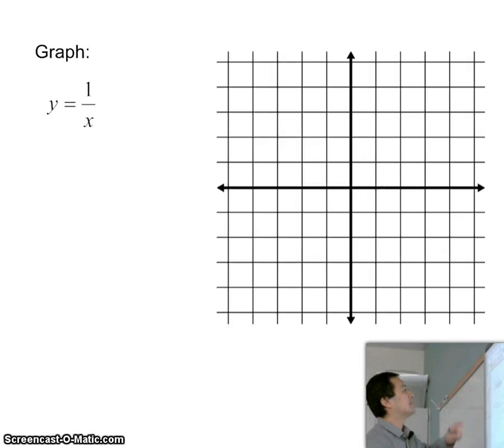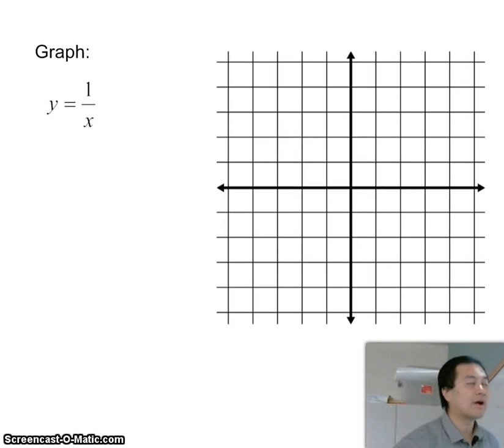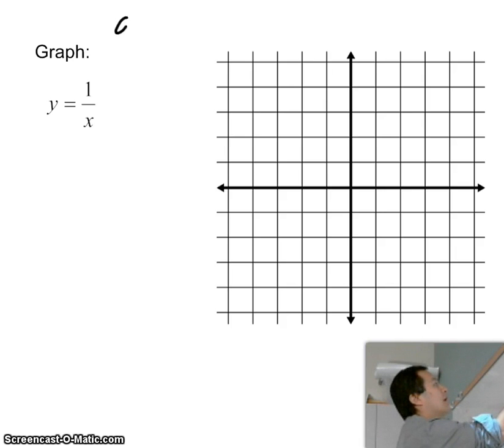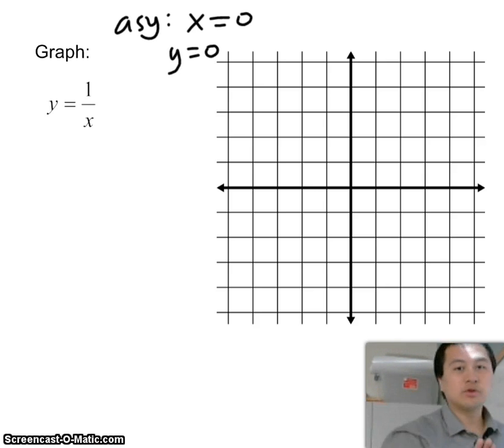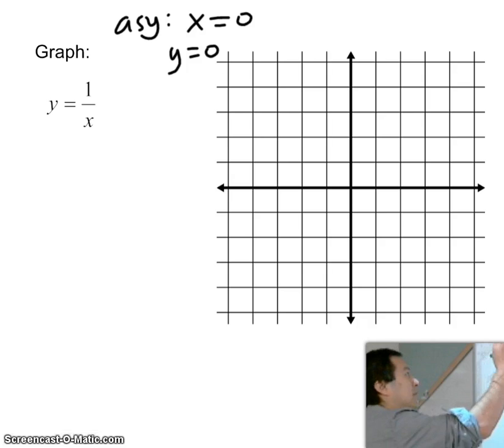So let's graph this. First of all, I need to graph my asymptotes. My asymptotes are x equals 0, y equals 0. These are lines where the values cannot be. So I draw those lines to make sure I don't cross those lines. Sound good? I'm going to draw the first one in green.